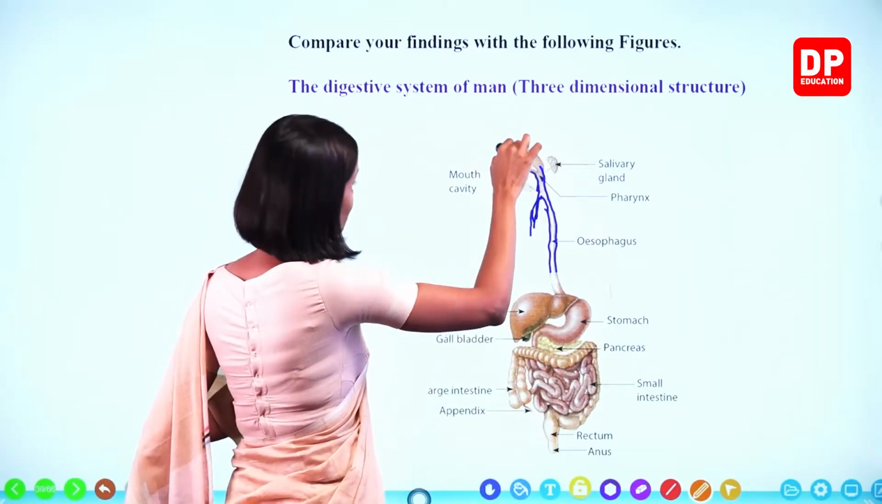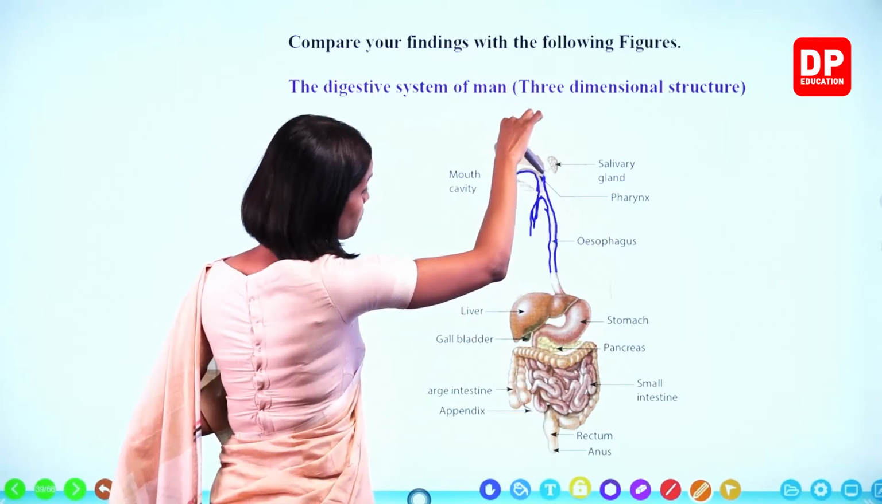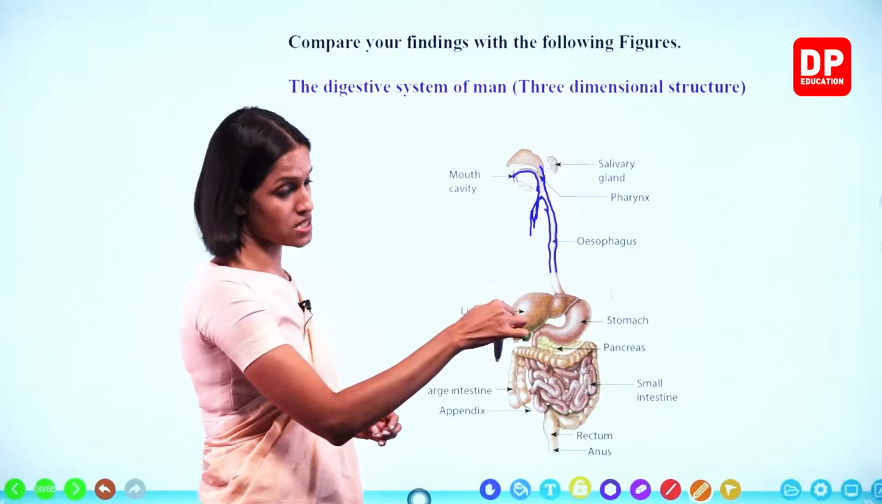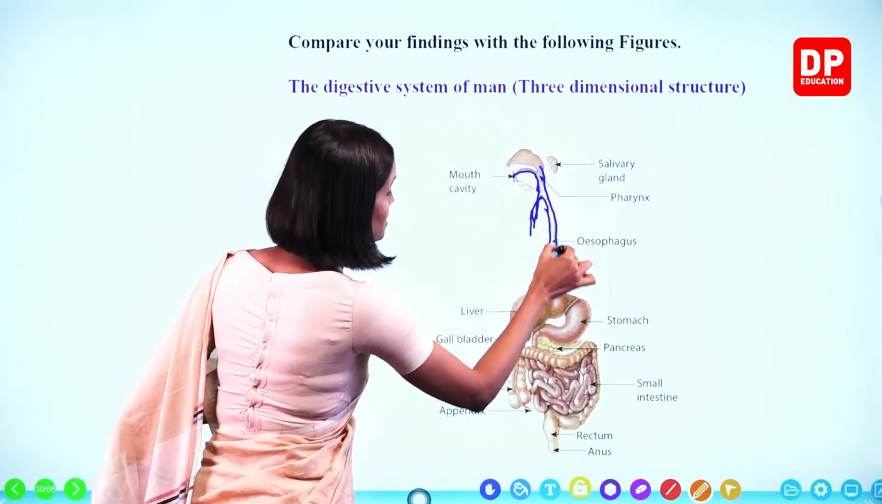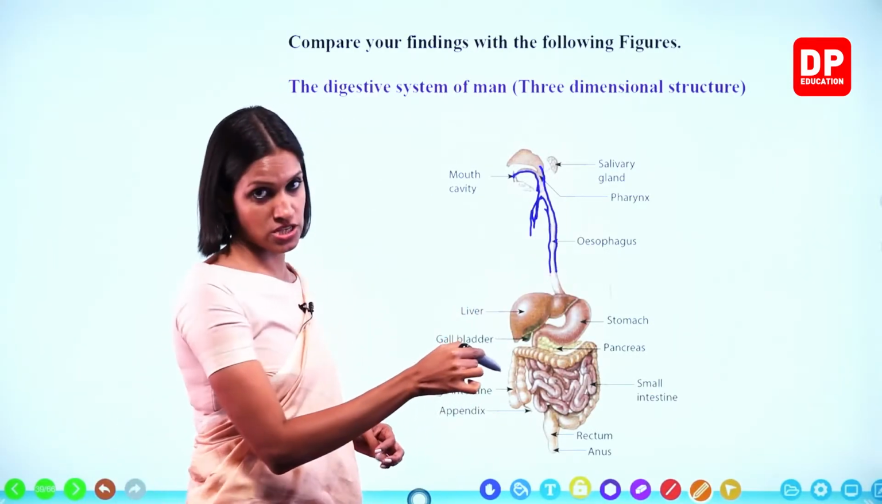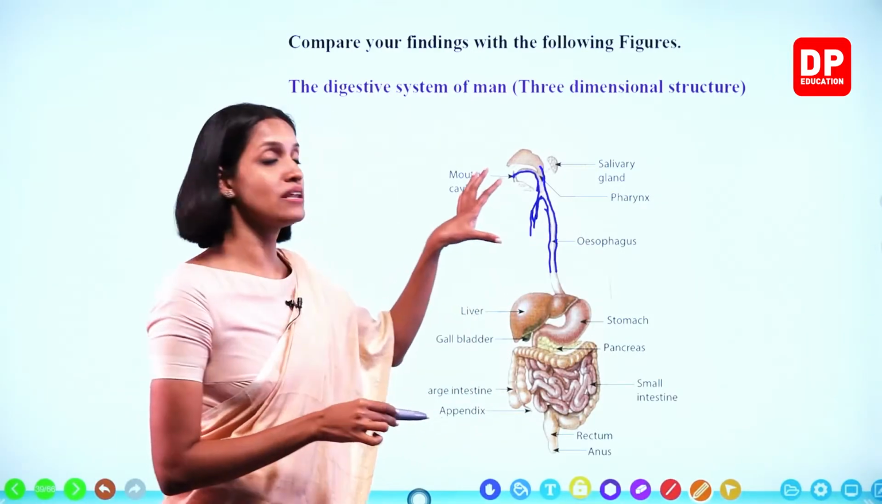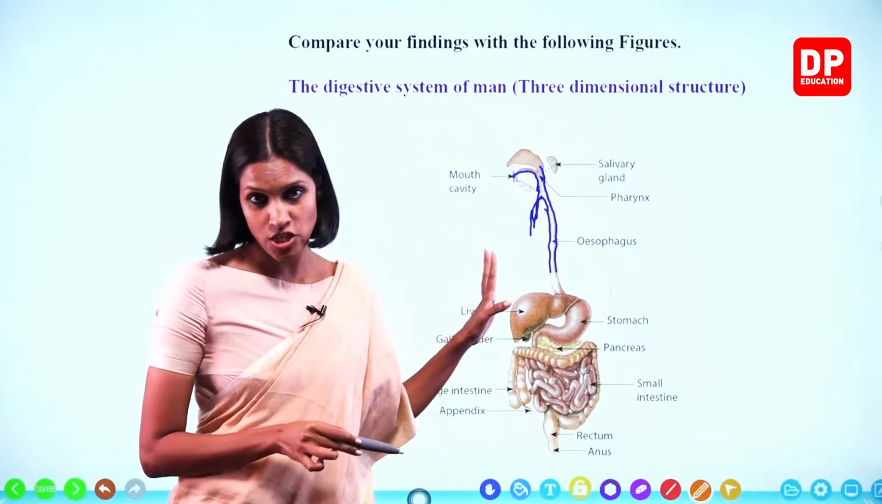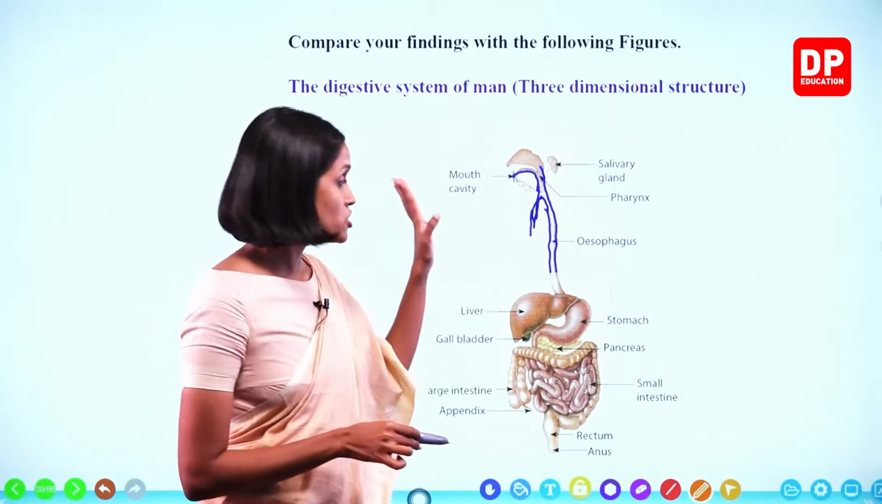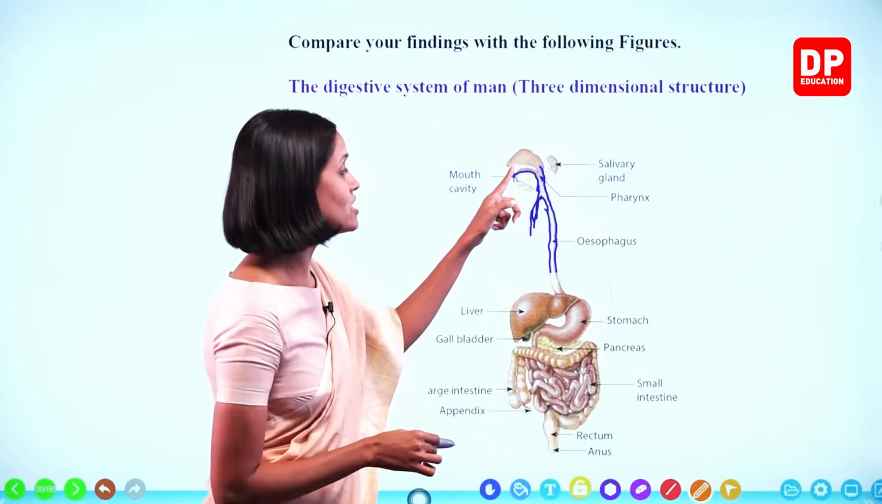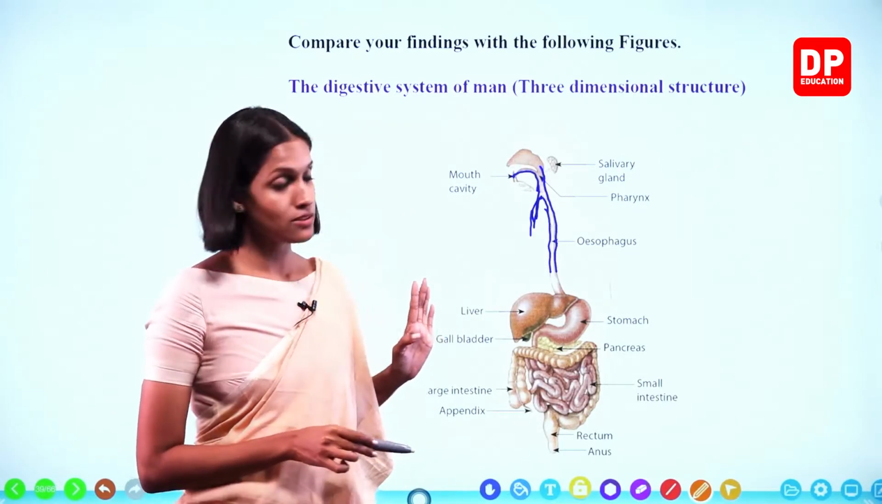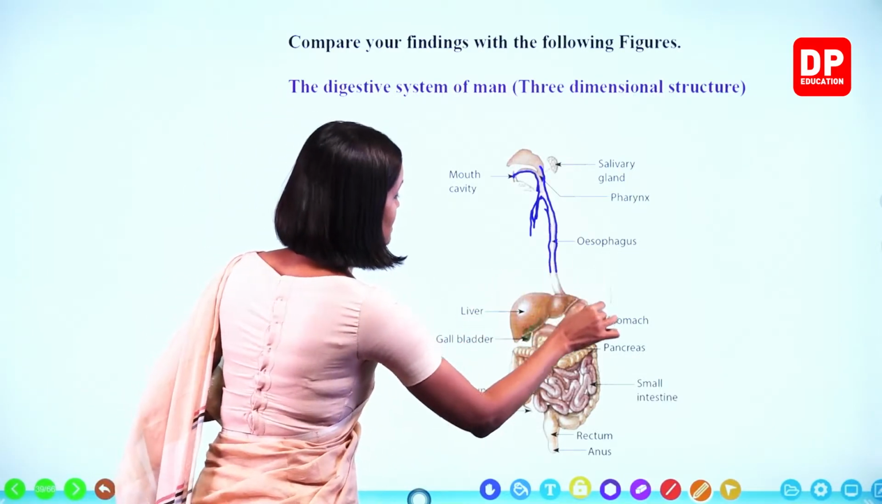And then from the pharynx, what happens? Food is pushed towards the esophagus, right? So the esophagus is a tubular structure, children. Even in here, no digestion takes place, right? Digestion does not take place in the pharynx or the esophagus. Okay, so the food enters the stomach.